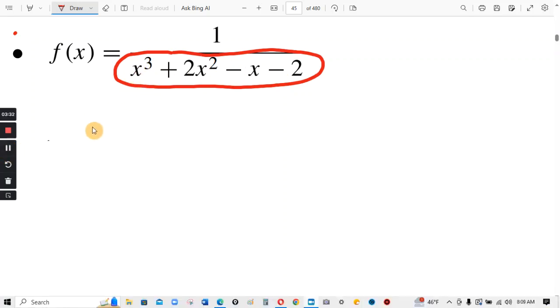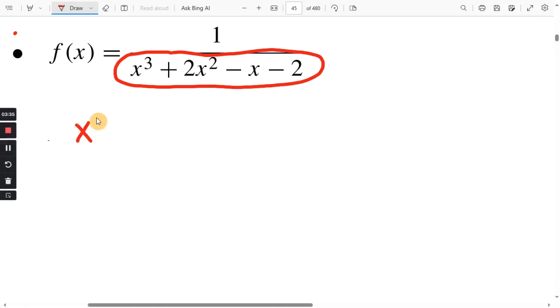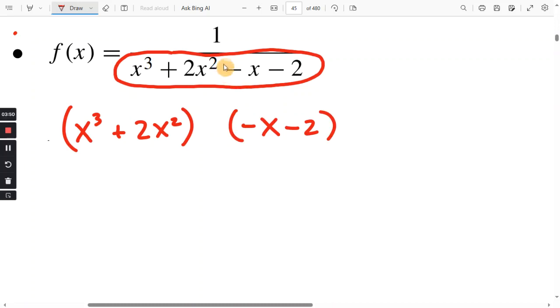All right, so let's group this. We have x to the third plus 2x squared. And I'm going to use parentheses. And then negative x minus 2. And use parentheses. Recall, when you enclose a negative sign inside parentheses like so, you want to put a plus sign in the middle. All right, and let's see. Lowest exponent is the 2, so we're going to factor out an x squared. X to the third divided by x squared is x. 2x squared divided by x squared is positive 2.